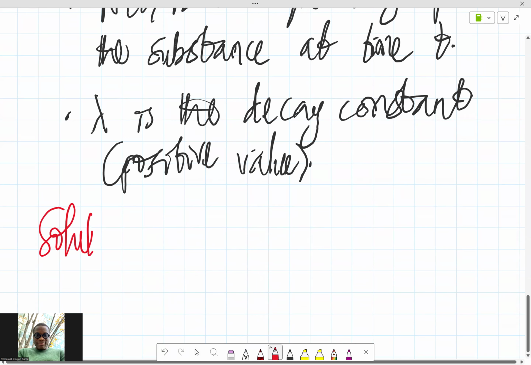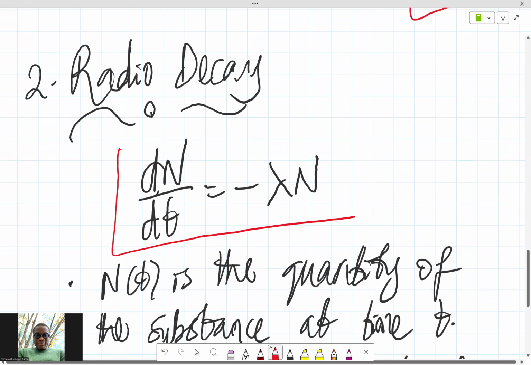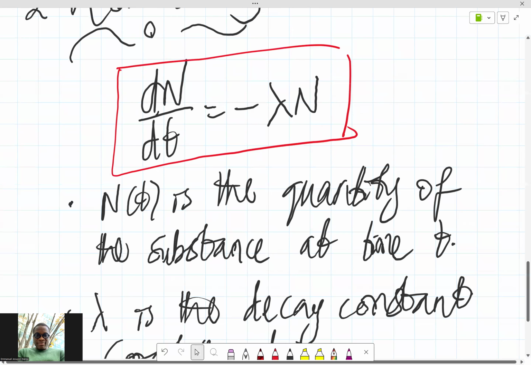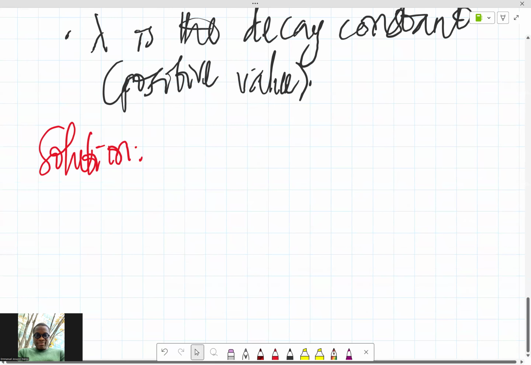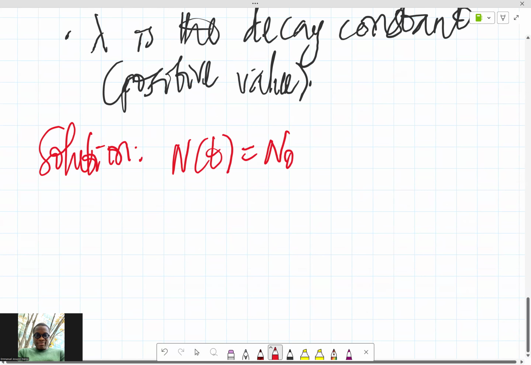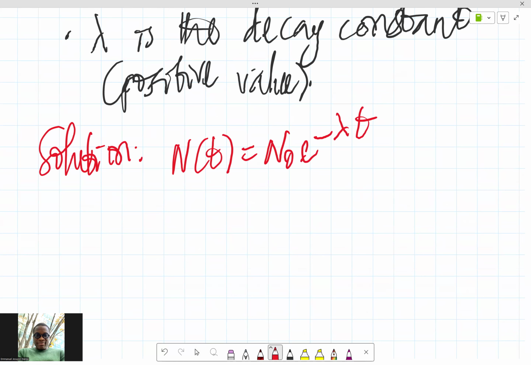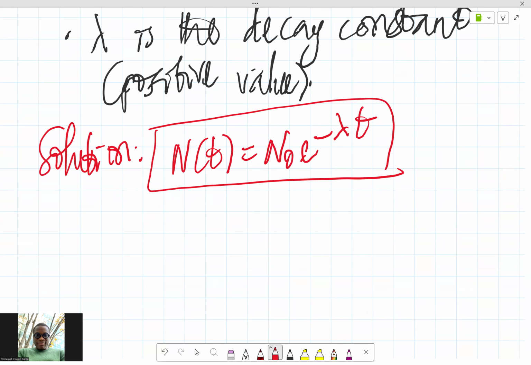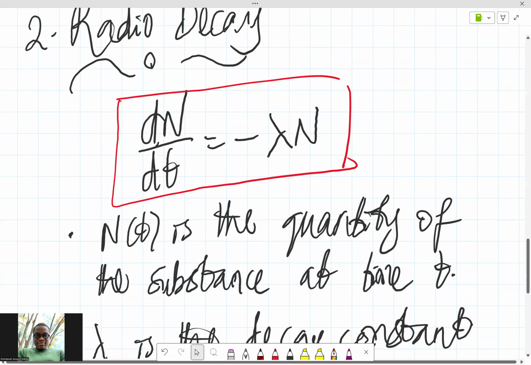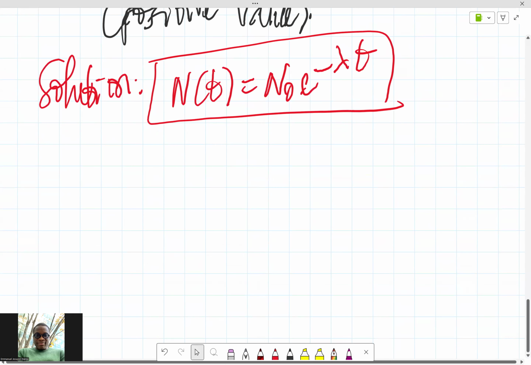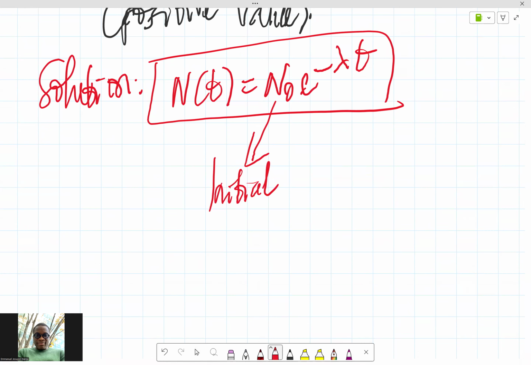The solution to this particular equation is just like the population thing. N of T equals N naught e raised to the power minus lambda T. That's the solution because it's easily separable. N naught here is the initial quantity of the radioactive substance.